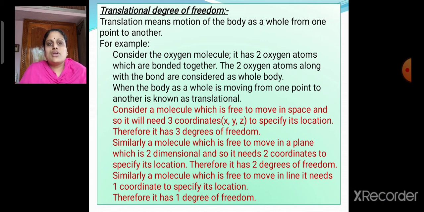Now consider a molecule which is free to move in space so that it needs 3 coordinates to specify its location. As we discussed, this molecule will have 3 degrees of freedom. Similarly, a molecule which is free to move in a plane, which is 2-dimensional, will have 2 degrees of freedom. Similarly, a molecule which is free to move in a line requires only 1 coordinate and has 1 degree of freedom.